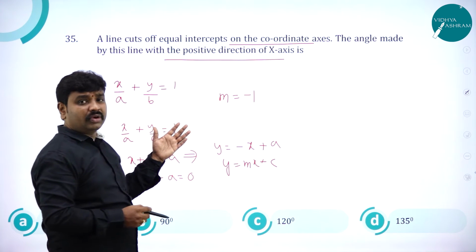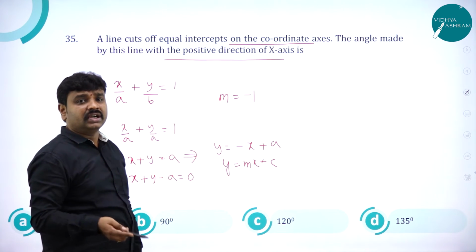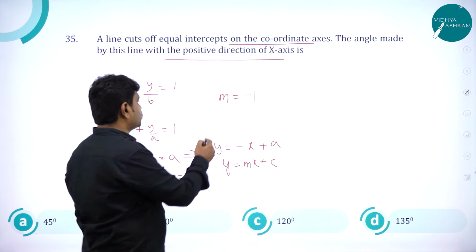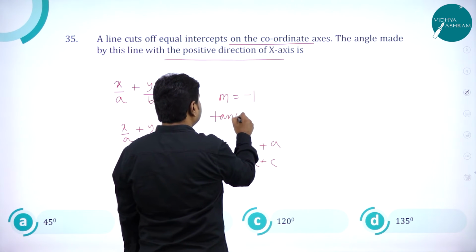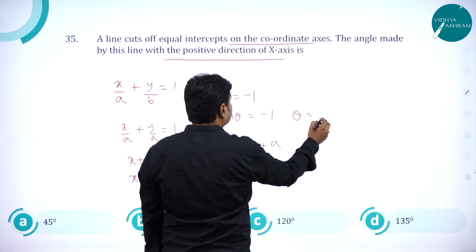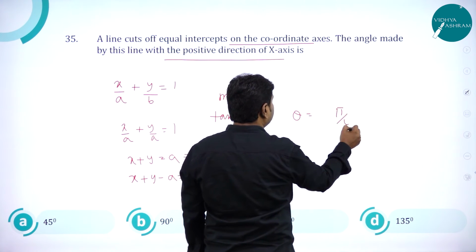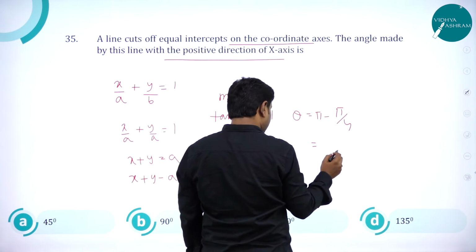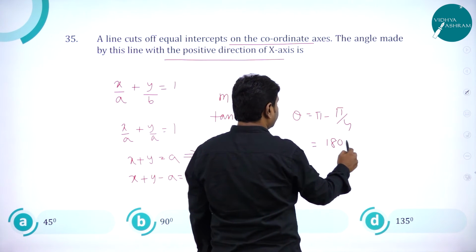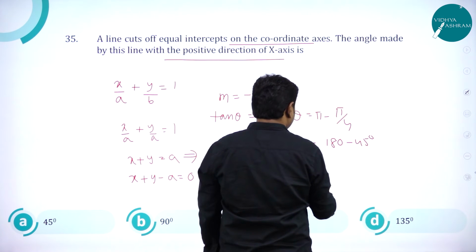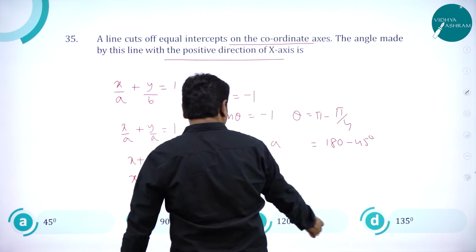They don't want the slope, they want the angle made by the line. What is the slope definition? Tangent of the angle made by the line with the x-axis. So m is minus 1, which means tan theta is minus 1. So theta is what? If tan theta is 1, it is 45. Tan theta is minus 1 means pi minus pi by 4. What is pi minus pi by 4? 180 minus 45, so 180 minus 45 is 135.